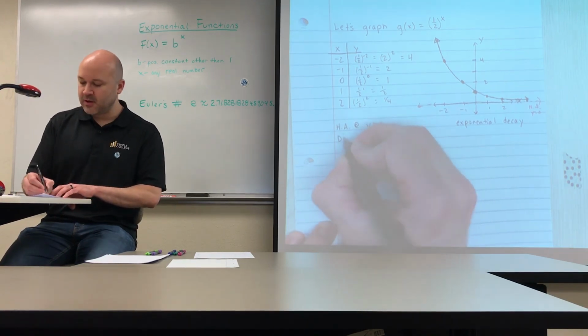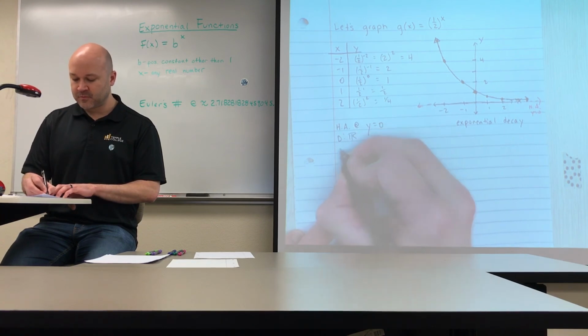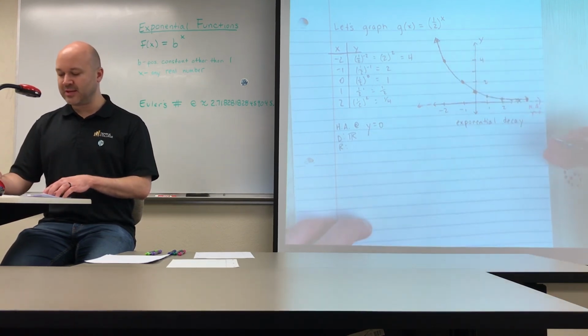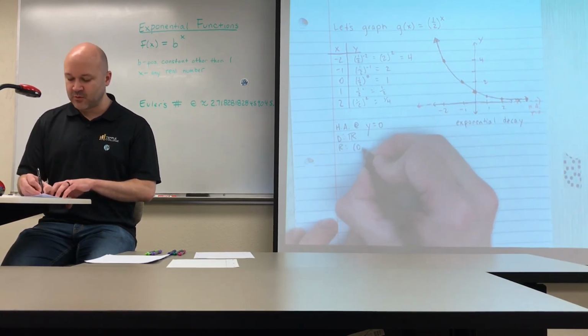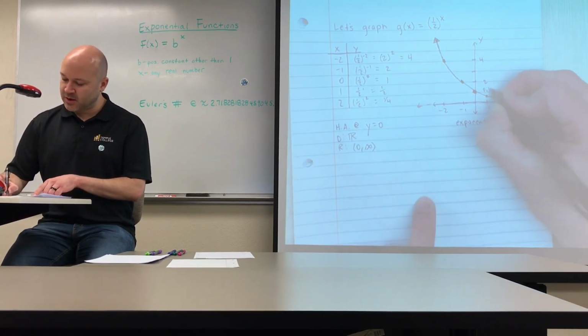Domain, these exponentials seem to have no problems, all real numbers. The range on this one is similar. It's going from 0 to infinity. I have a y-intercept at (0, 1).